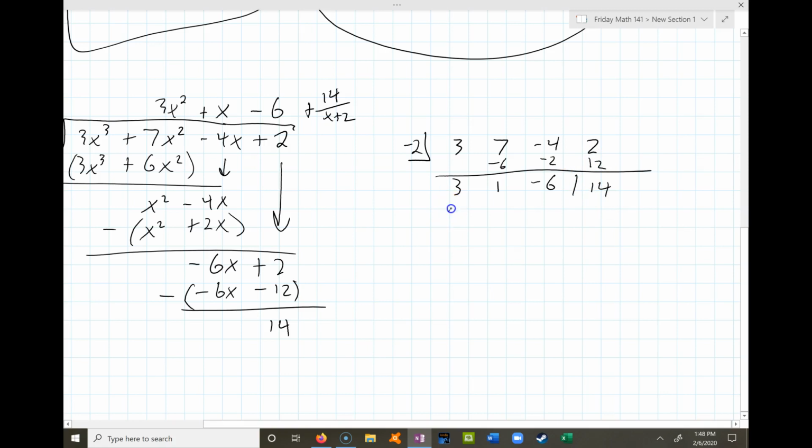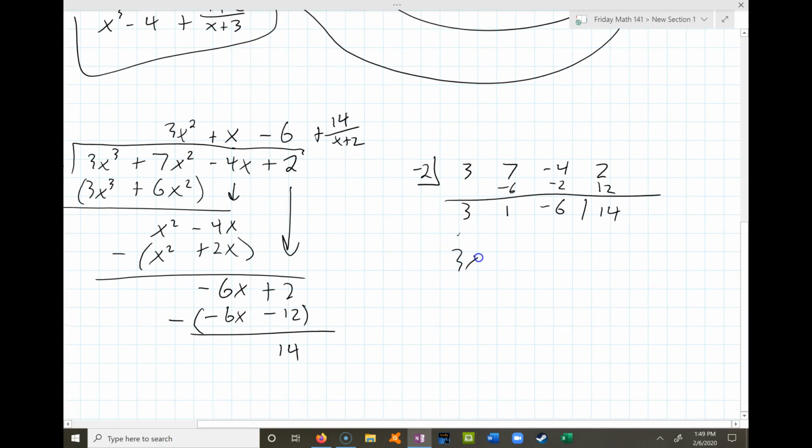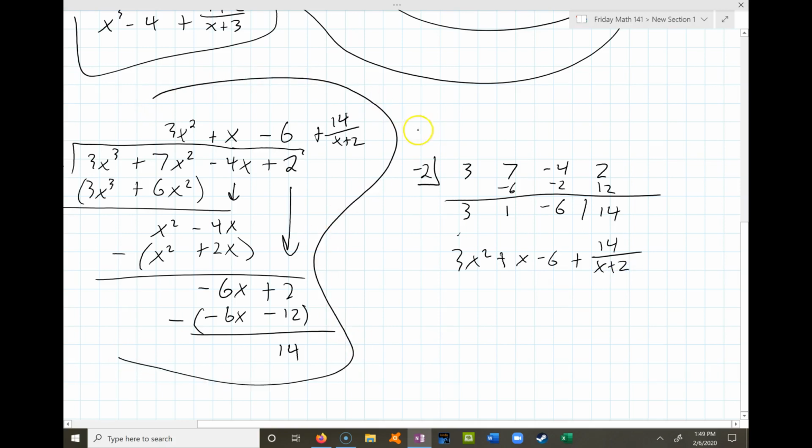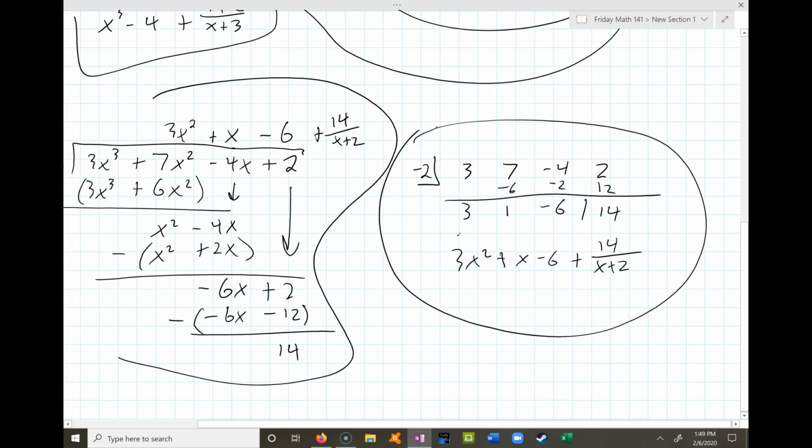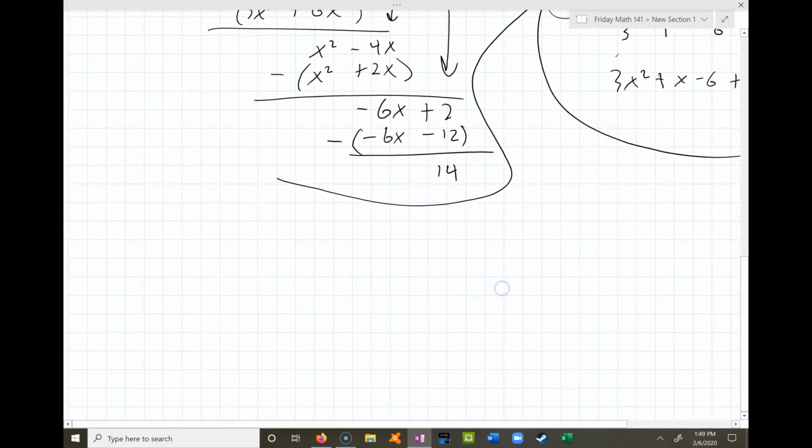So you can see the 3. So this again represents 3x squared, because I start with x cubed, plus 1x minus 6, with a remainder of 14 over, and that came from x plus 2. Right? So I can do this division using synthetic division as long as I remember what these things represent. Okay, now one more example.